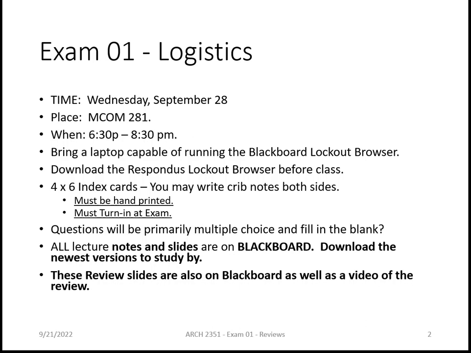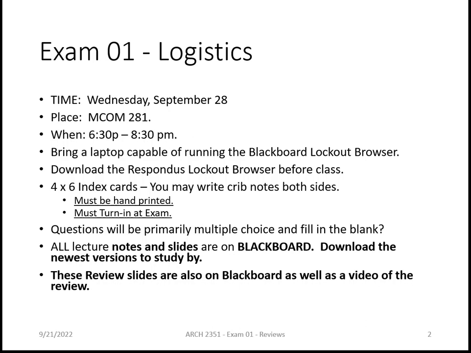Yes, ma'am. When are you going to post the test? The little short example test? Tomorrow morning. I'm putting it together right now. I just didn't get it done before class tonight. So I should have that up tomorrow morning.